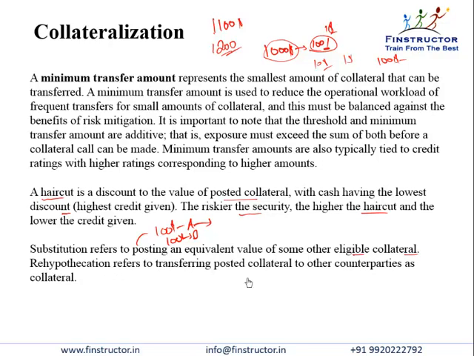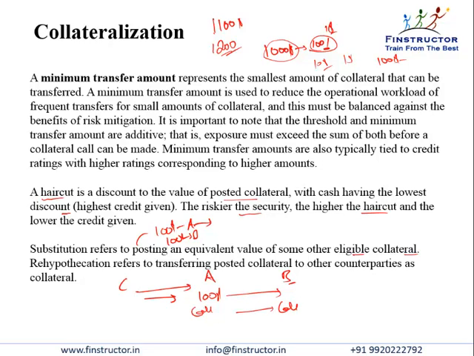Rehypothecation refers to transferring posted collateral to some other counterparty as collateral. So I received $100 of collateral from one counterparty, and for my transaction I further give this collateral to another counterparty, or I rehypothecate it. So this collateral I again gave as collateral to counterparty B. So counterparty C gave me collateral, and I pass it on as collateral for my transaction to counterparty B.